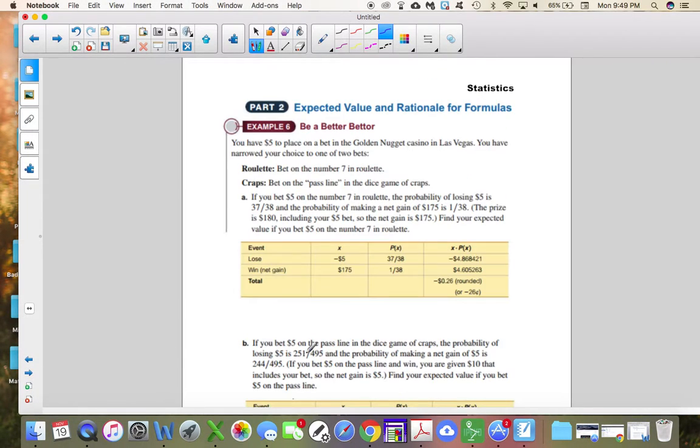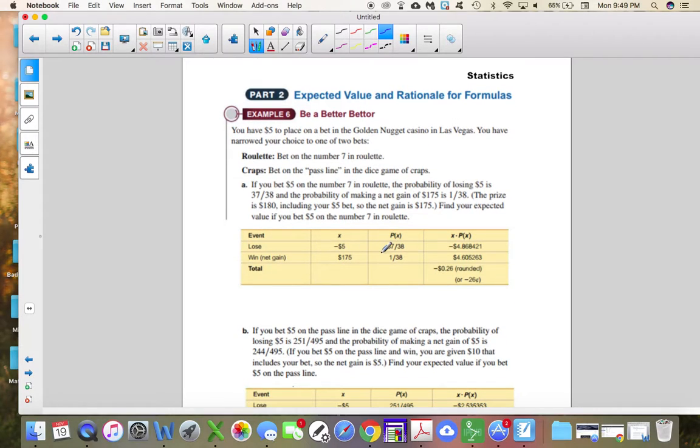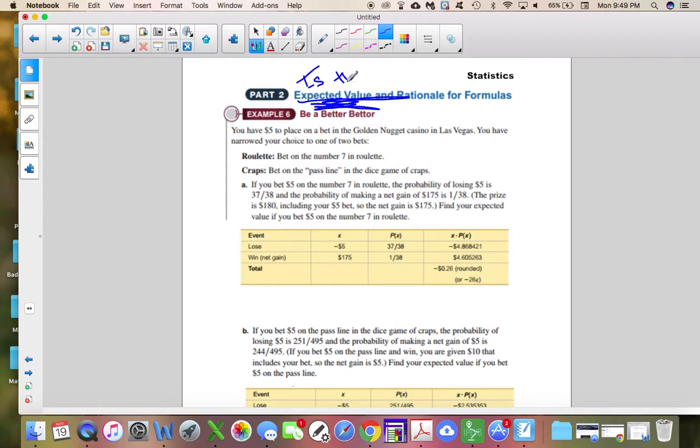All right, going to the back side. This is part 2, which is talking about expected value. Okay, expected value is the mean. You can expect the average, right? You expect the average thing to happen.